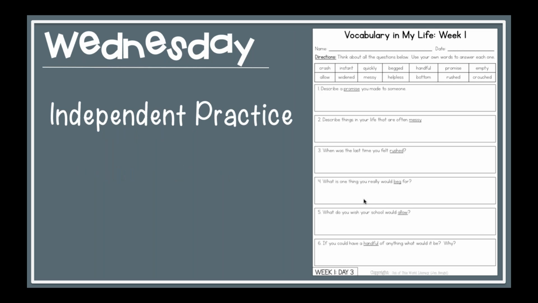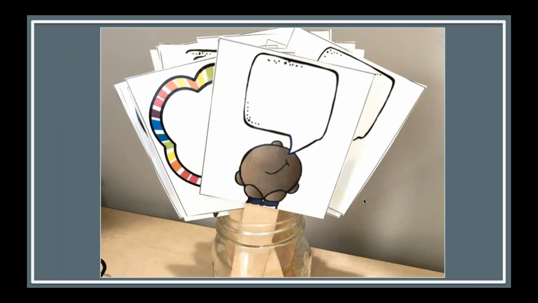And then for the independent time, they have 6 questions that are different from your whole group lesson that they can answer about the words and applying them into their own lives. You can also throw in some fun activities like putting these little dialogue sticks on. You can laminate them and then put them on a stick and then have them use dry erase markers to write what they might say using the words, and then maybe have everyone hold it up, and that would be a fun activity to do as well.